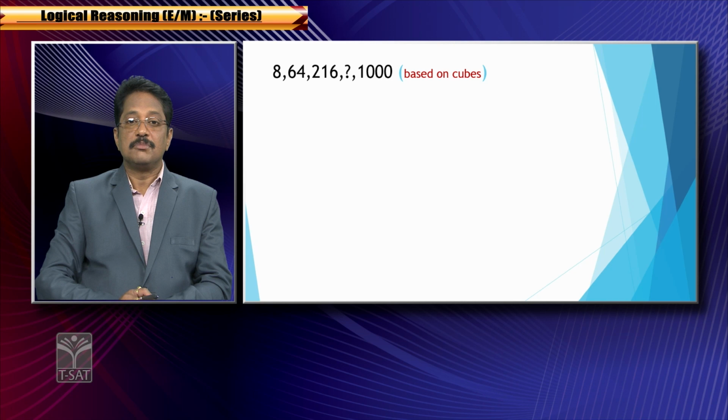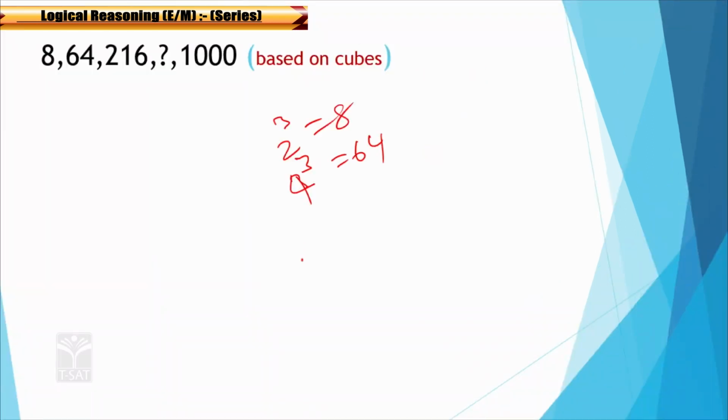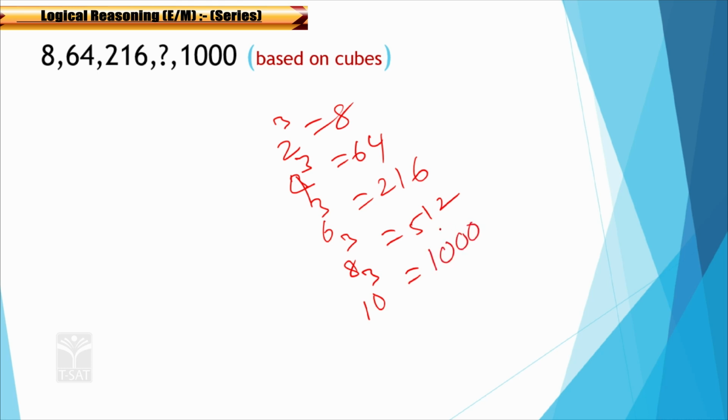Now we will check the next one. 8, 64, 216, 1000, based on cubes. Very clear, very simple. If you know it, you can say it very simply. 2 cube is 8. 4 cube is 64. 6 cube is 216. So, what is 8 cube? 512. And 10 cube is 1000. So, here 2, 4, 6, 8, 10 are all even numbers and these are their cubes. So, the required one is 8 cube, which is 512. So, the answer is 512. Clear?